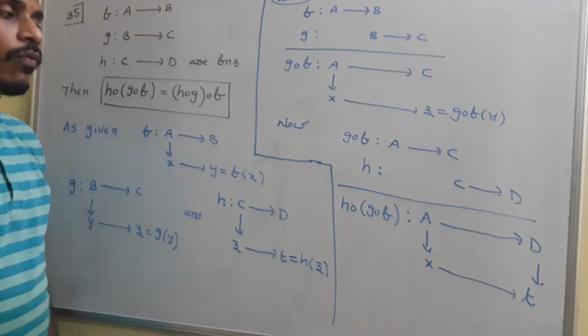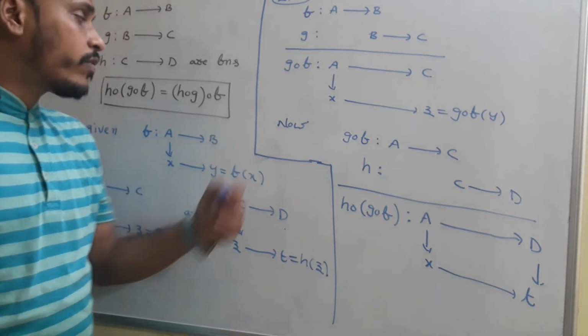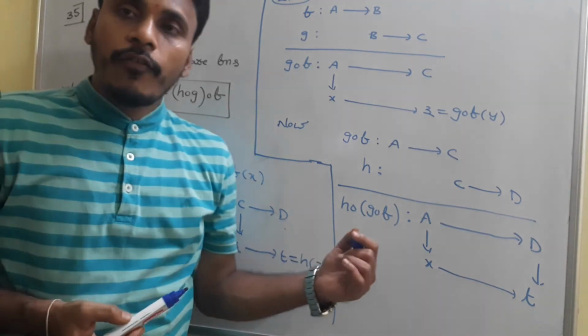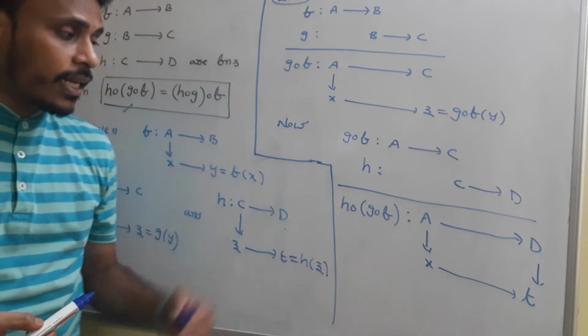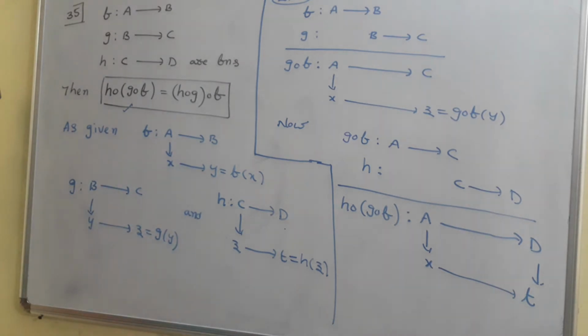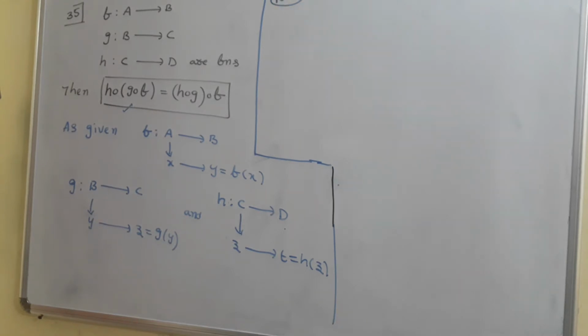So at the end, what do we have? The left side function h circle (g circle f) is a function from A to D connecting x to t. Here A is the domain, and h circle (g circle f) of x is equal to t. If the input is x for the function, the output is t.